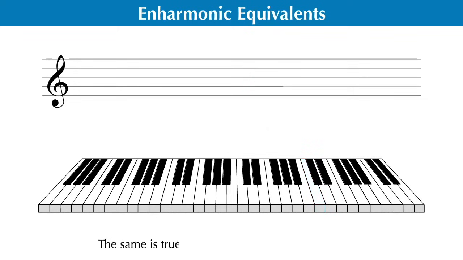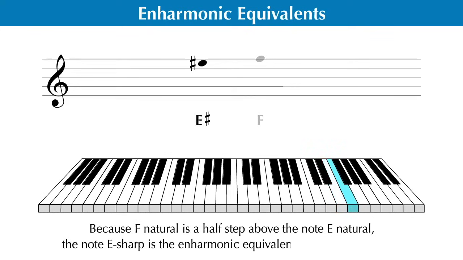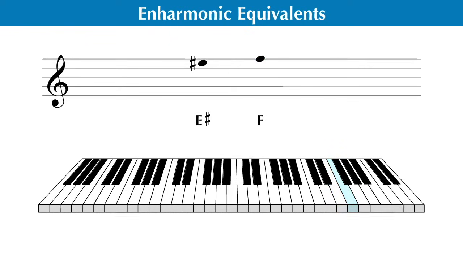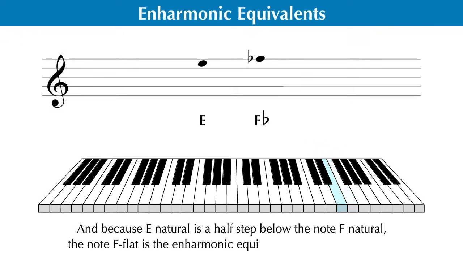The same is true for the notes E natural and F natural. Because F natural is a half step above the note E natural, the note E sharp is the enharmonic equivalent of the note F natural. And because E natural is a half step below the note F natural, the note F flat is the enharmonic equivalent of the note E natural.